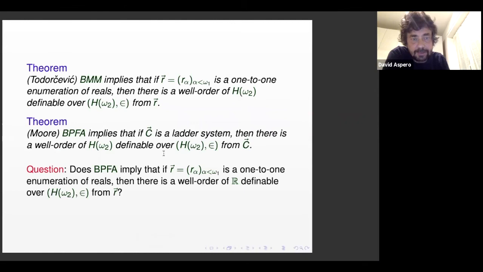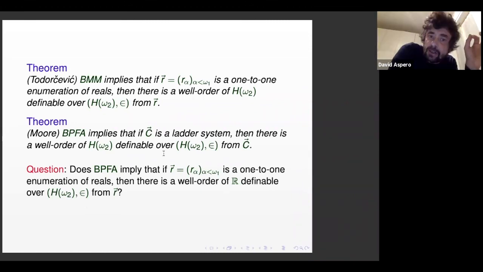And the second question is the following. By a theorem of Todorcevic, if you have bounded Martin's maximum, then you take a one-to-one enumeration of reals in length omega 1, and there's a well-ordering of H omega 2 definable from that sequence of reals. Another theorem, of Justin Moore, is that if you have BPFA and you have a ladder system C, then there's a well-ordering of H omega 2 definable from that ladder system.